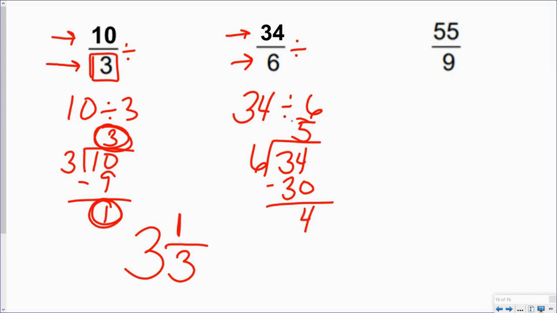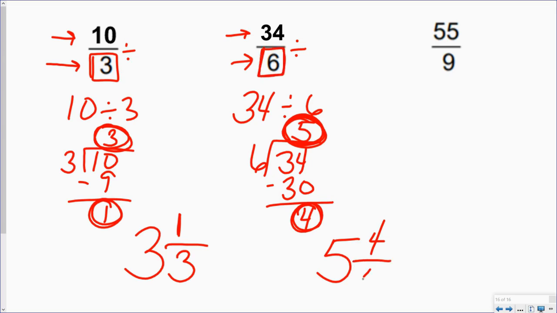So again, it goes in there 5 times evenly. So that is my whole number. I have 4 left over. That's my numerator. And then my denominator stays the same. So I have 5 and 4/6. So 34 sixths as a mixed number is 5 and 4/6.